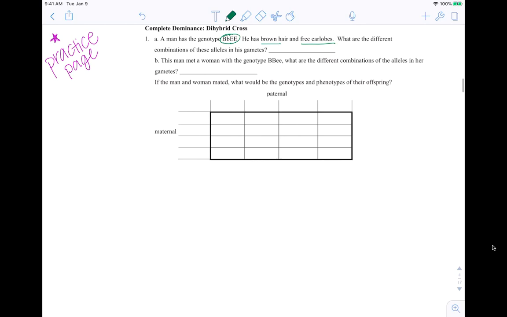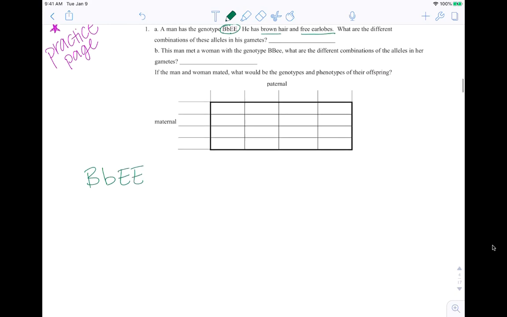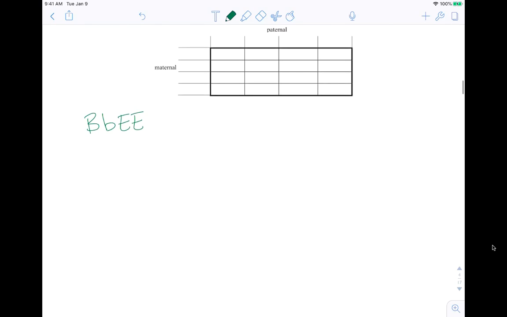I'm just going to write his genotype down here. We have big B with little b and big E with big E. Okay, that's his genotype. So basically, do you agree here that we have 1, 2, 3, and 4 letters? Makes sense. There are 4 letters. We're dealing with 2 different traits, 2 alleles for each trait. 2 times 2, 4. Beautiful.